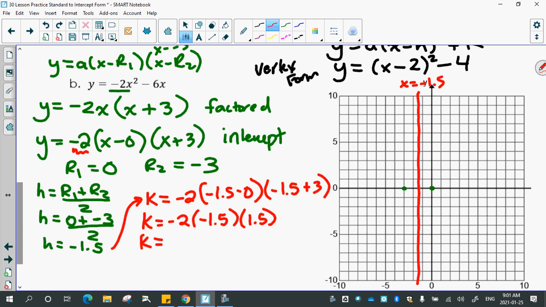And you get positive 4.5, which means your vertex is (h, k), so your vertex is going to be at (-1.5, positive 4.5). So -1.5, positive 1, 2, 3, 4.5. So right in the middle of that square there is your vertex.